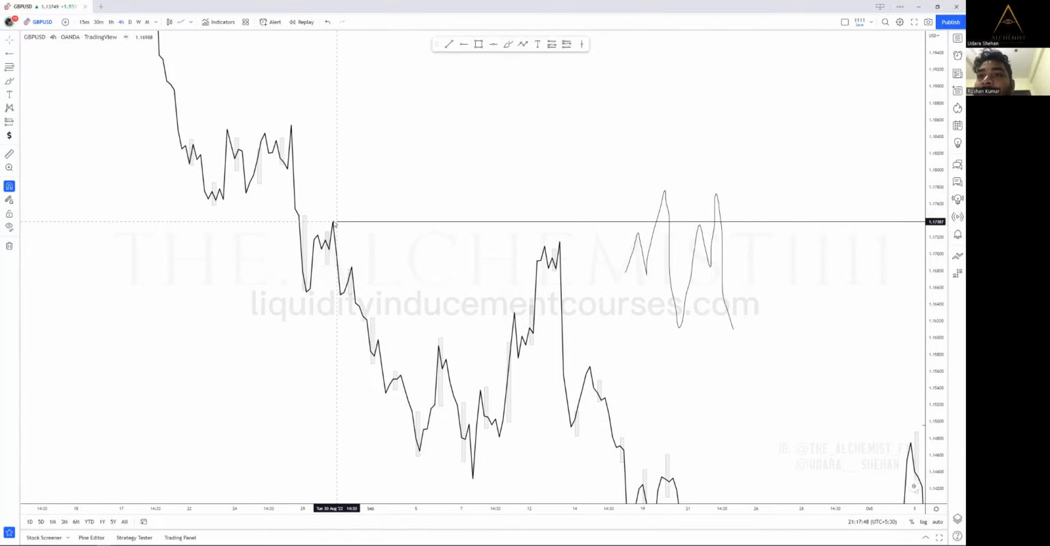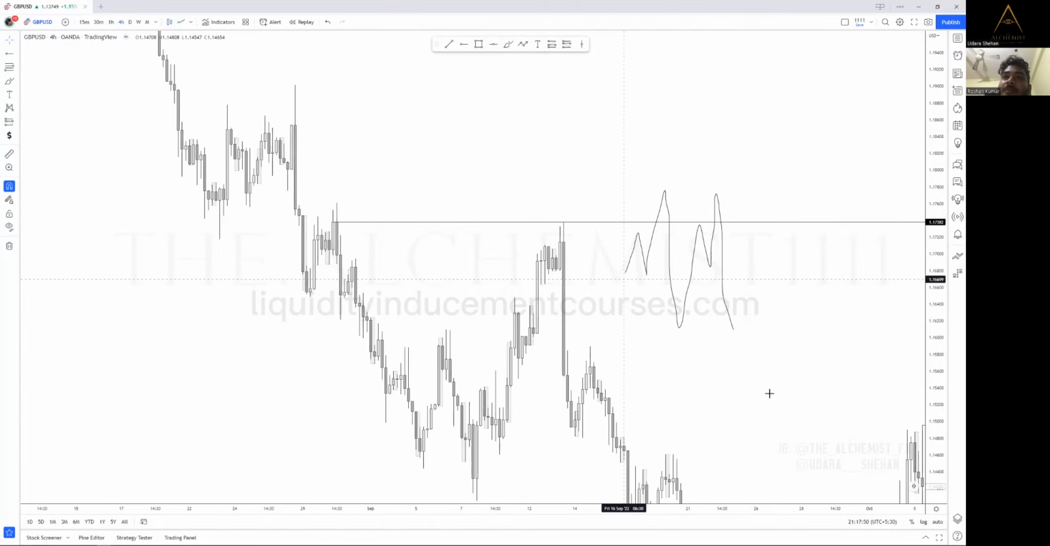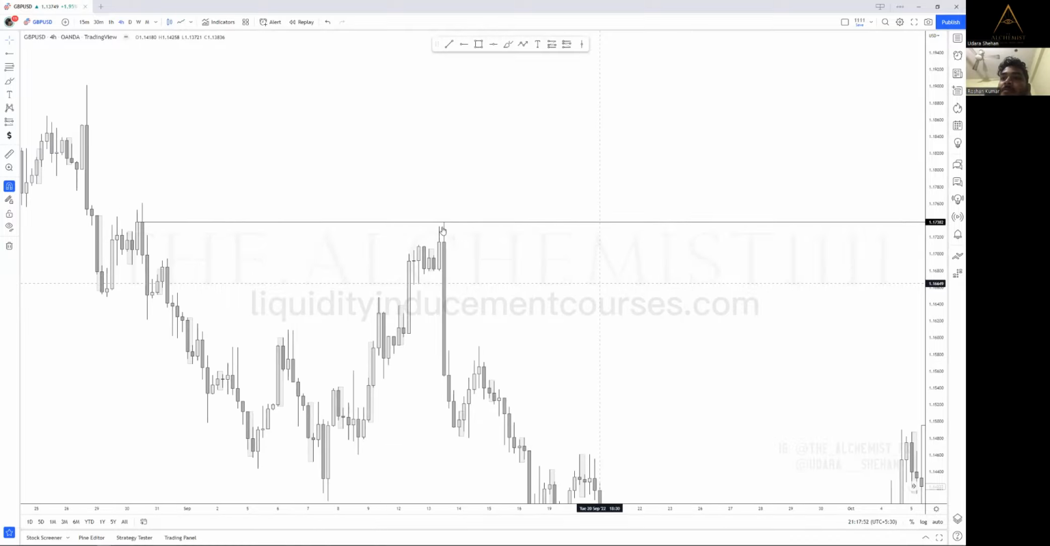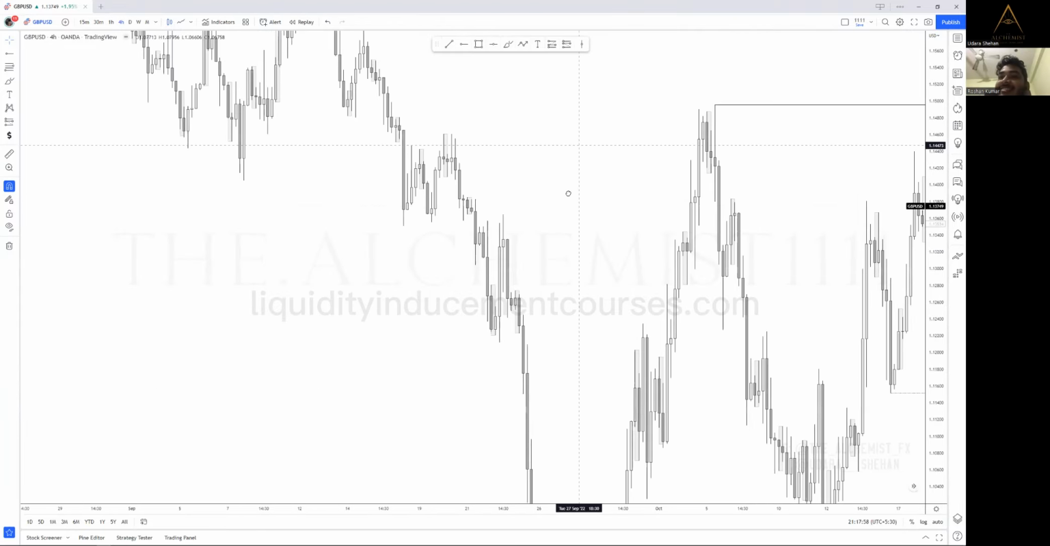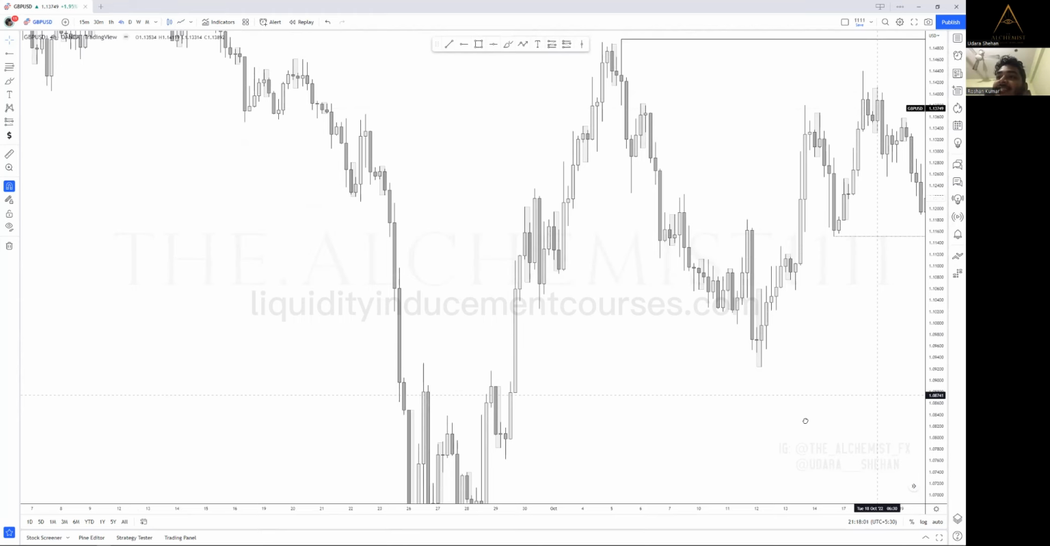Can you see the resistance in here? Look at what happened. No drawdown. Look at the entry. Tapped and melted. Sniper entry. That was news. Okay, I'll show you some more.